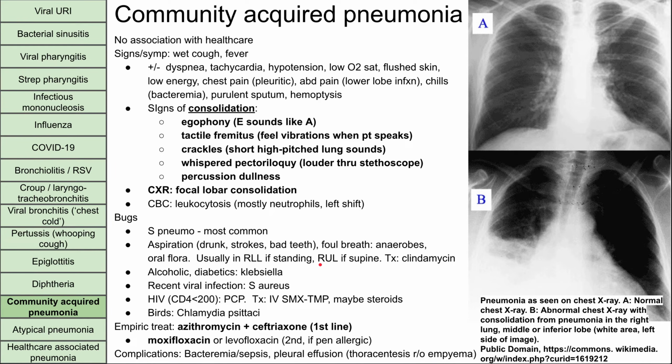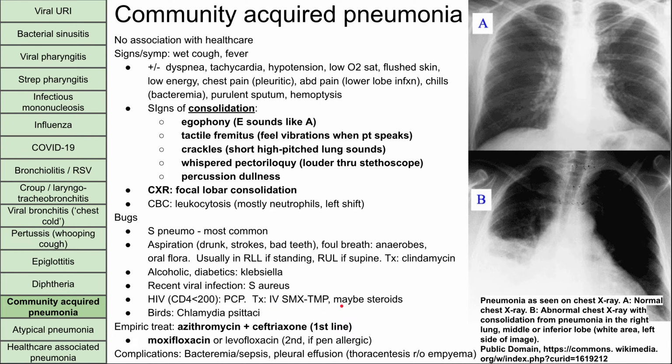If you had a recent viral infection, this is kind of, again, that double sickening. You might get a Staph aureus lobar pneumonia. People with HIV, specifically people with a CD4 count less than 200, might get this pneumocystis pneumonia, or PCP, also called pneumocystis jirovecii. The treatment for this is IV Bactrim, or IV SMX-TMP. You might also add steroids for that as well. You can also prophylax for pneumocystis pneumonia in somebody that has HIV with Bactrim, so the same medicine.